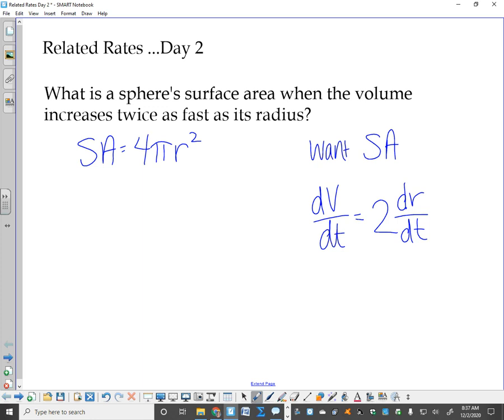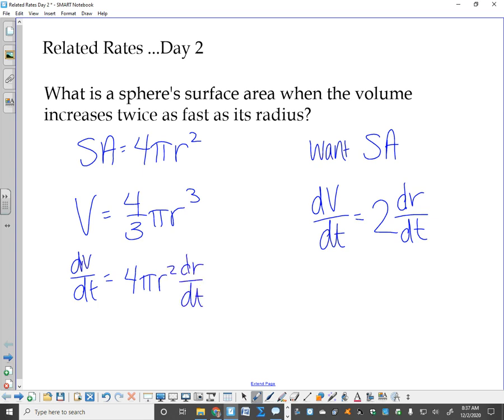Now, I was given a relationship between dV/dt and dr/dt, and dV/dt is the change in the volume. So what I'm going to do is take a volume formula, take the derivative of it and go from there. So dV/dt equals 4 pi r squared dr/dt. Really important that you understand the thought process behind that, because this is not just robotic math. This is understand what you want, think about what you're given, what are you trying to find, and what's the best path to get there.